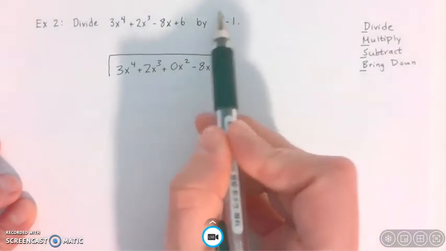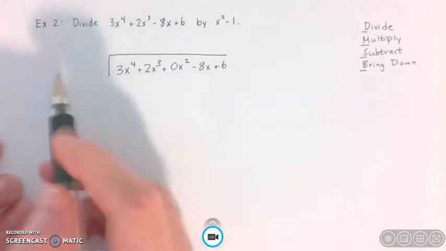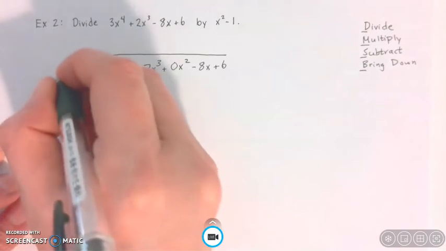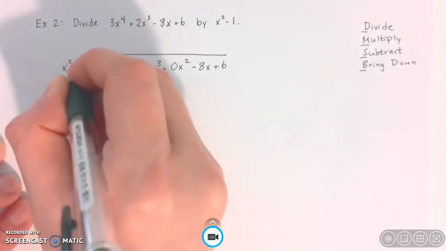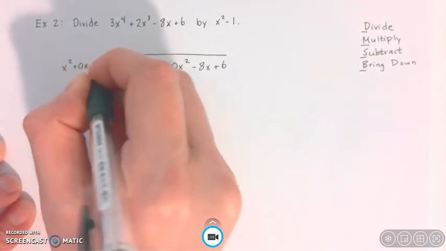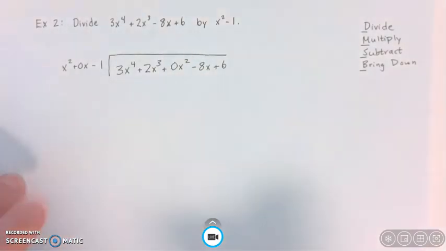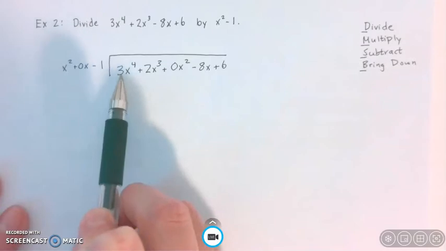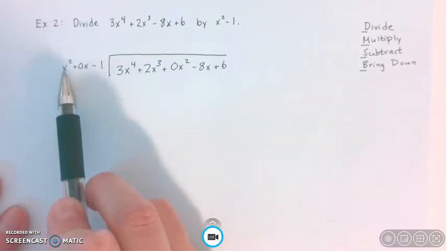Now we're going to put what we're dividing by out here. And also, because it's missing a term, we're going to have to put a placeholder. So I'm going to write this as x squared plus 0x minus 1. So the first thing that we're going to do, just like we would have done if we were dividing regular numbers like in elementary school, is we're going to take the very first term and we're going to divide it by this first term.